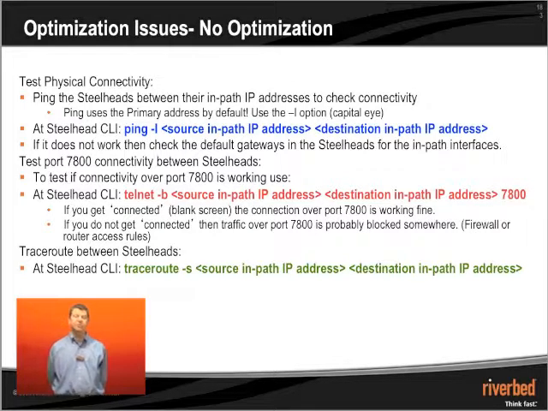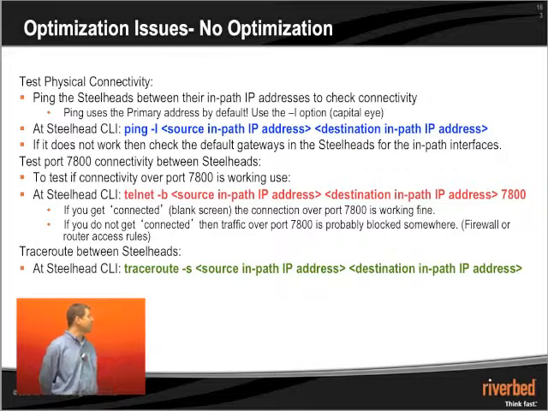Another way to troubleshoot traffic traveling between two steelheads is to run a trace route between the two in-path interfaces. We do that by using the -S switch. So it's traceroute -S and then the source in-path interface IP address and the destination in-path IP address. I'm sorry that those switches are all different, but we got these straight from Unix and did not want to change them for those of you that are familiar with the switches in Unix.